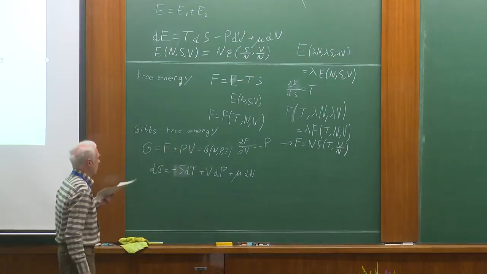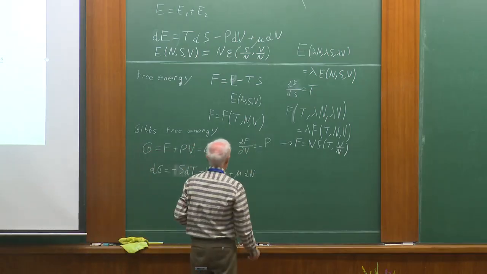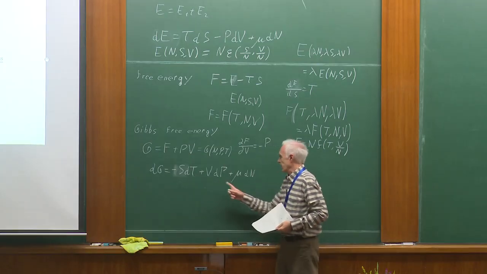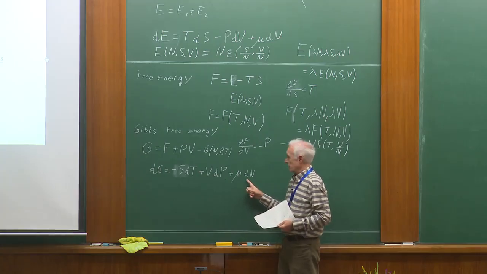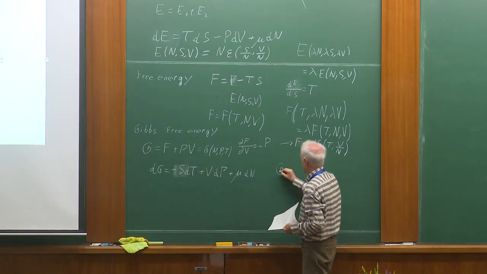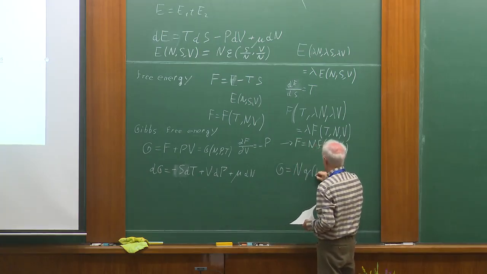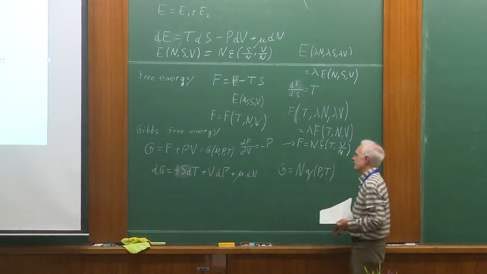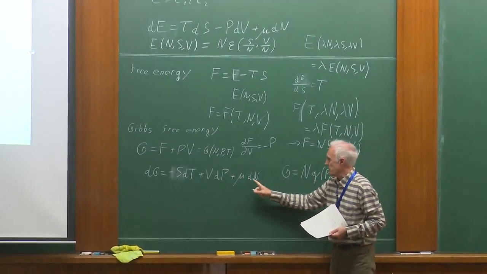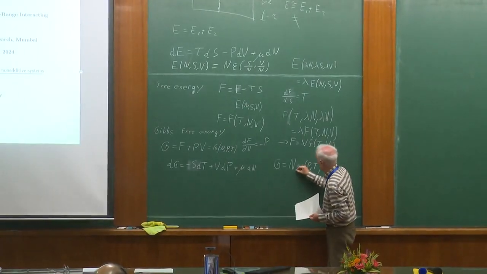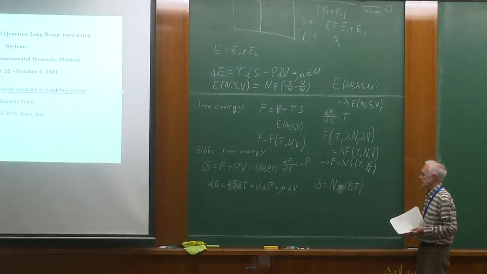Okay. Also, the Gibbs free energy enjoys this property, but now you see there are two intensive variables, temperature and pressure. We are left with only one extensive variable. This implies, because of the additivity property, that there will be a function like this. But now, from here, if you do the derivative with respect to N, you immediately see that this is the chemical potential. So the Gibbs free energy is the number of particles multiplied by the chemical potential.